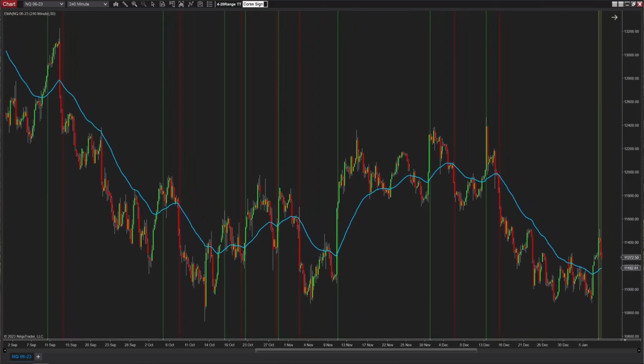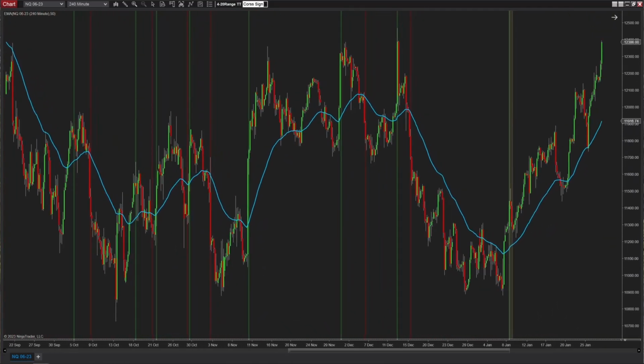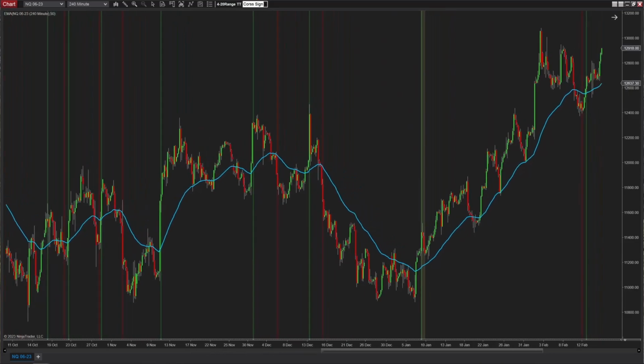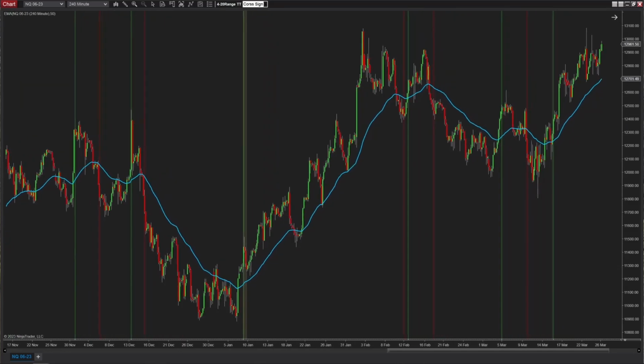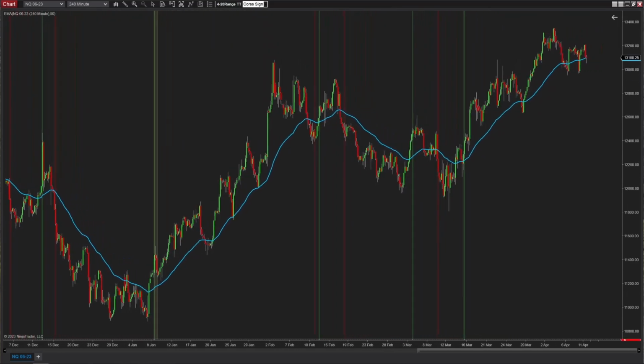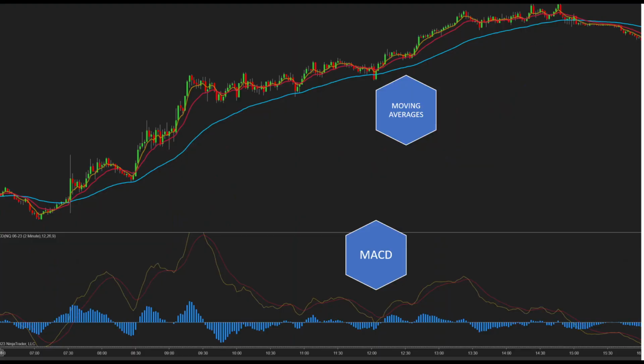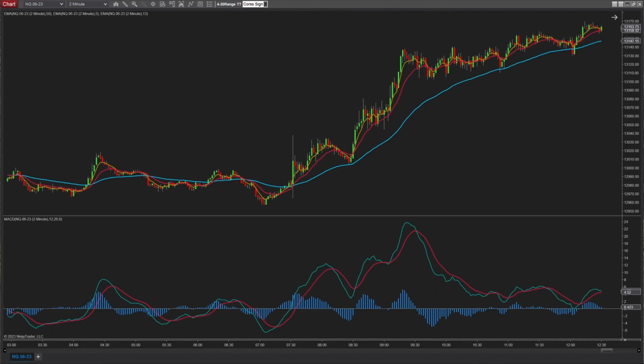Another popular tool for trend trading is moving averages, which are lines that smooth out price data over a set period of time. Traders can use these lines to identify the direction of the trend and to find potential entry and exit points. The MACD indicator is another tool that can be helpful for trend traders. This indicator measures the difference between two moving averages and can help traders identify when a trend is strengthening or weakening. Here are some pointers on how to use the MACD to identify the trend.